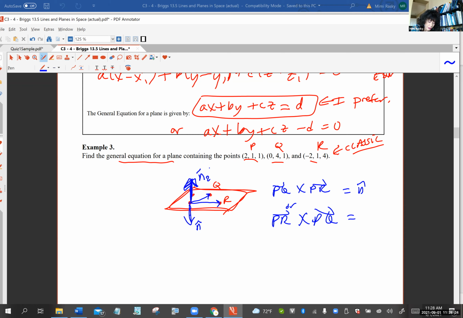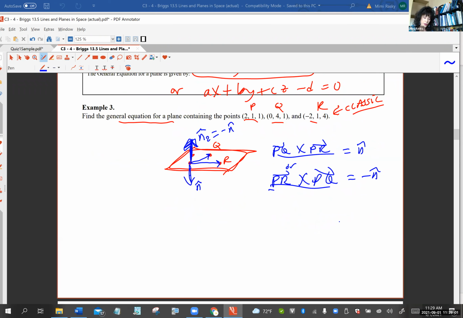I'll call it N2, just to delineate it. But it's really going to be the same as negative N, because they're just going to be pointing in opposite directions, okay? Which one is better? It doesn't matter. Either get PQ cross PR or PR cross PQ, and just use that component for your plane equation. Because all you need is an orthogonal vector. I don't care if it's pointing up or down. Who cares? As long as it's orthogonal, we're happy. We can go bake the cake. Okay, so we have some work to do.